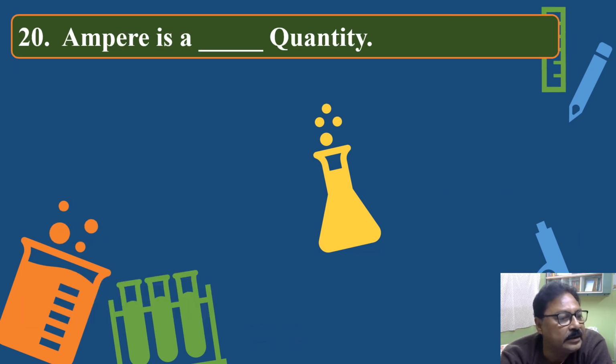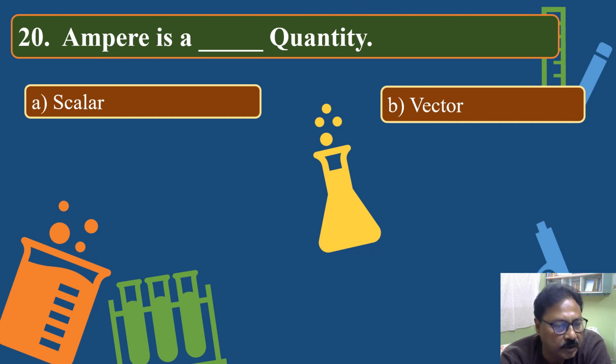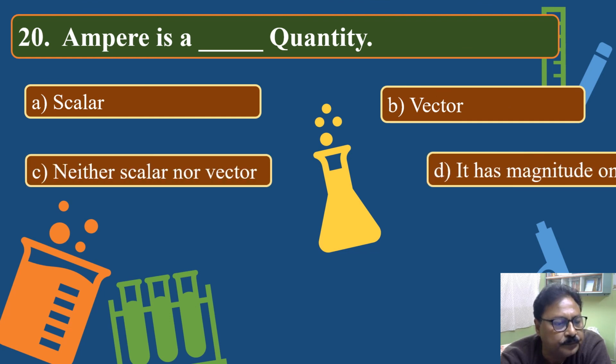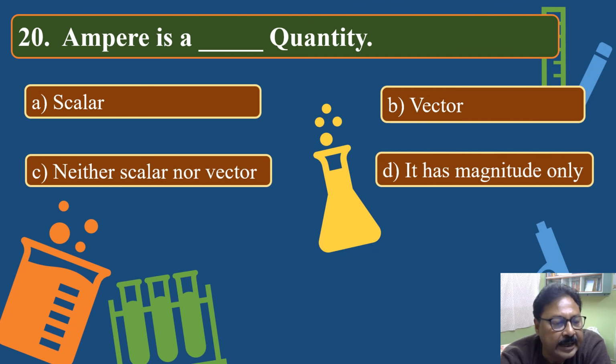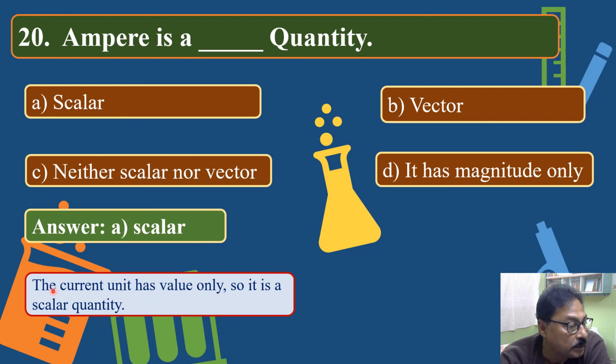Ampere is a dash quantity. Option A, scalar; option B, vector; option C, neither scalar nor vector; option D, it has magnitude only. Correct option is scalar. The current unit has a value only, so it is a scalar quantity.